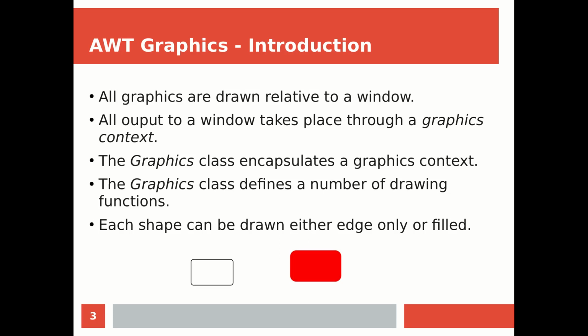As an introduction to AWT graphics, we all know that all graphics are drawn relative to a window. We need a window on the screen in which we will make these basic shapes using this AWT graphics. Java promotes a system called a graphics context, and all output to a window takes place through this graphics context. And this graphics context is implemented using a special class of AWT called Graphics.